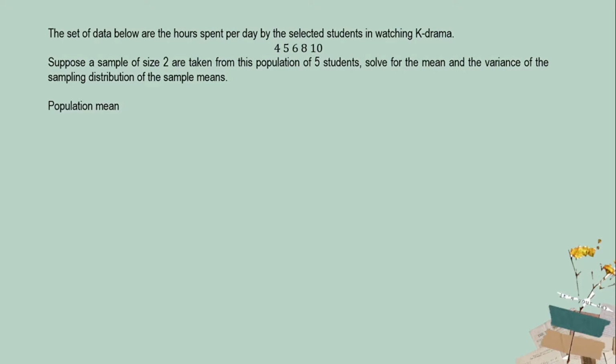First, we're going to solve for the population mean with the formula mu, which is equal to the summation of x over n. And x are the raw scores 4, 5, 6, 8, and 10. We add them all together, then divide it by the population size, which is 5. And it gives us 33 over 5, which is equal to 6.6. Therefore, the population mean of the hours spent per day in watching K-drama is 6.6.